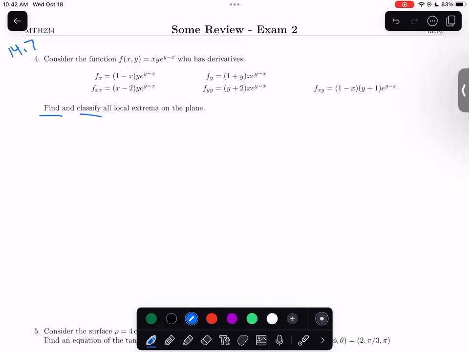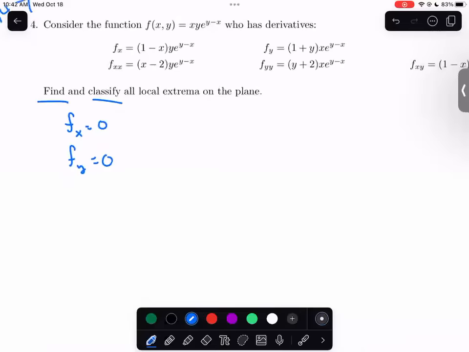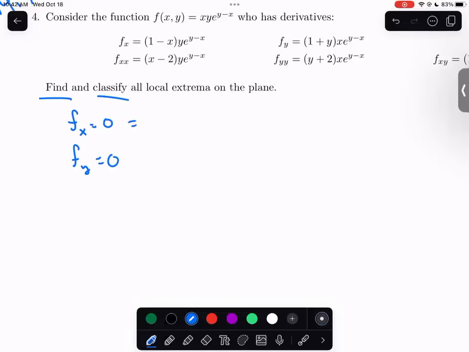So in finding the critical points, we're very interested in when our derivatives are zero or undefined. In our class, I don't even think we've seen an undefined case, unless we did a specific project or something like this. So really, these are largely coming down to just when our first derivatives are equal to zero. And so in our case, we have 1 minus x y e to the y minus x. When does that equal zero? That's my x derivative. And my y derivative is 1 plus y x e to the y minus x. When does that equal zero?